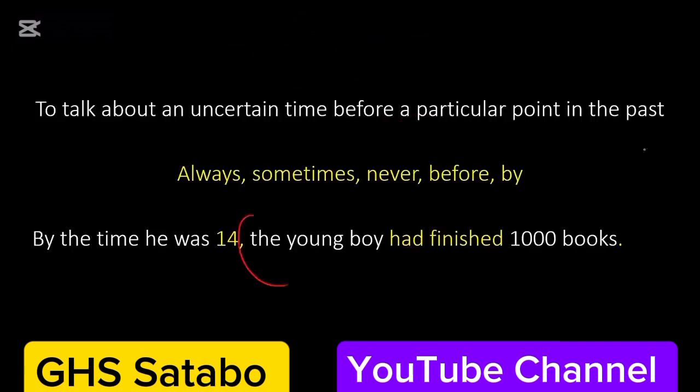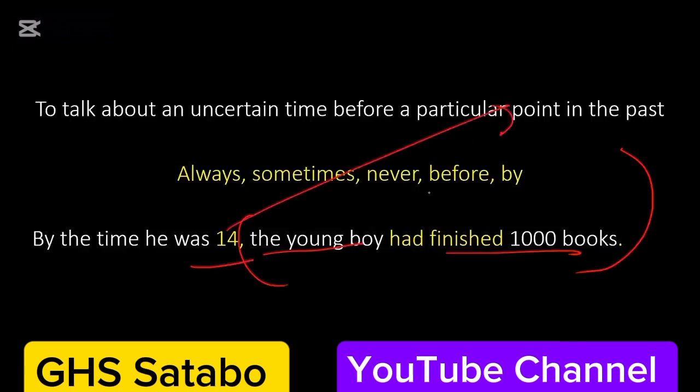So let's focus only on this part of the sentence. In here you can show that the boy had finished 1,000 books. But do we have any idea about when it was finished? No. Now combining both parts of the sentence, by the time he was 14. So 14 is your particular point in the past, and finishing 1,000 books before 14 is the time of uncertain time that we want to refer to.